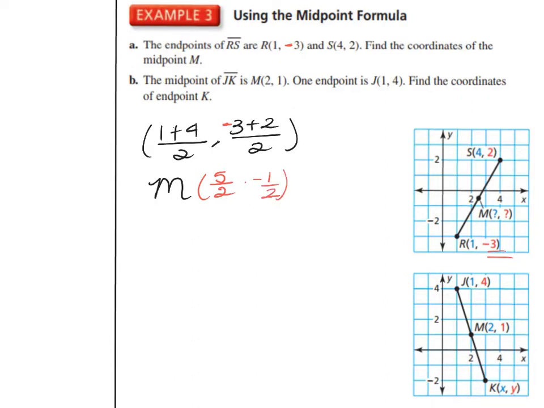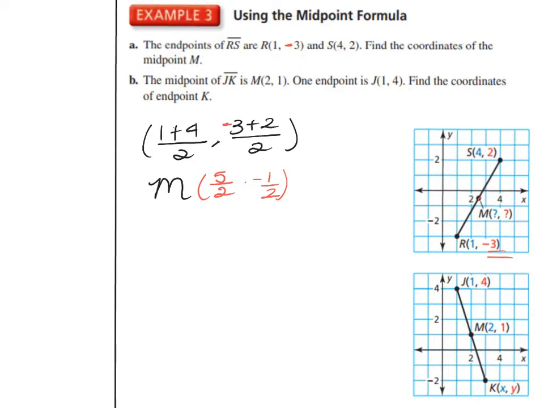Which makes sense. If you look over here to point M, that looks like it is 5/2. And then down here, it does look like it is negative 1/2. So that is that middle point there. Questions on that midpoint and how we label it and how we find it? Okay, that's one question on your test.